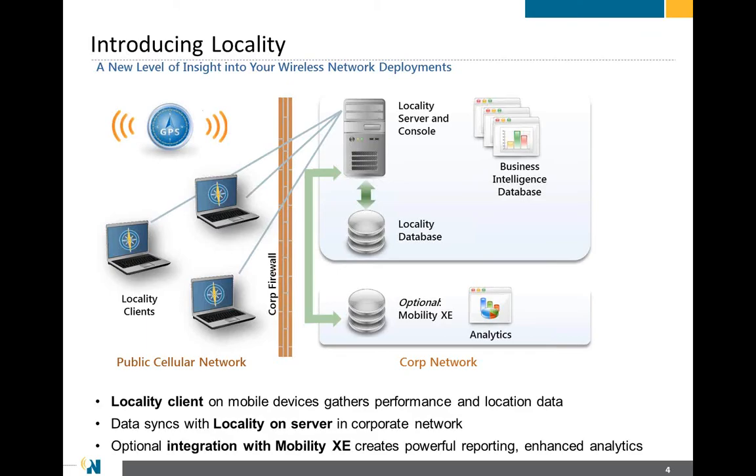Since it's not required, even in a mixed deployment, you could have 500 users running our VPN client and Locality, and another 500 running just Locality. For all 1,000 of them you'll be able to get all of these different reports. There are just a few additional ones I'll show you that you get because of having Mobility. So let me jump into the product.